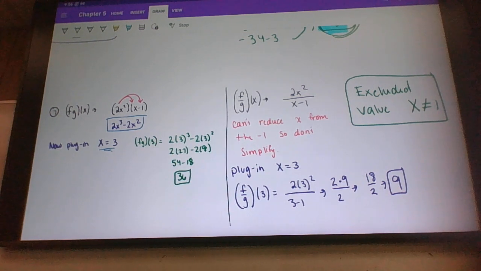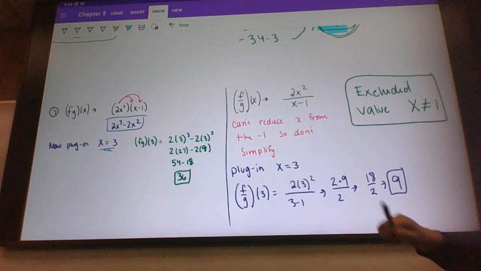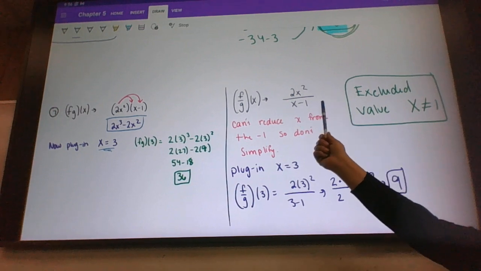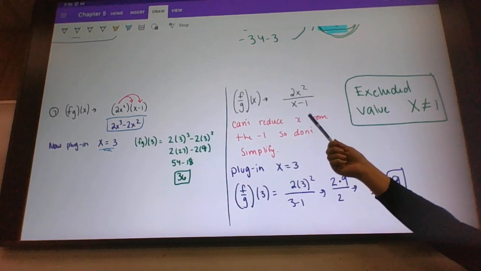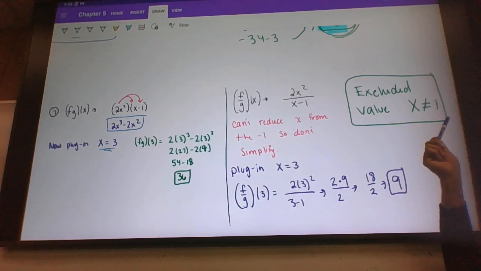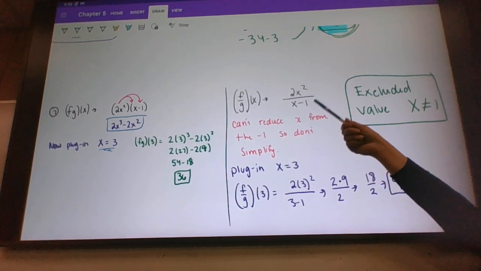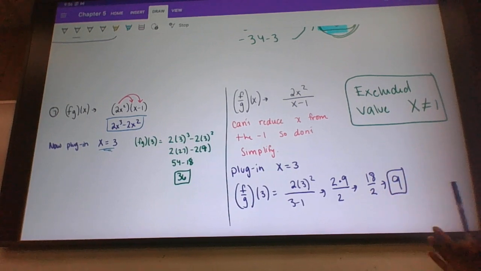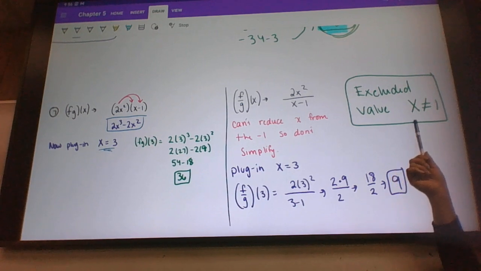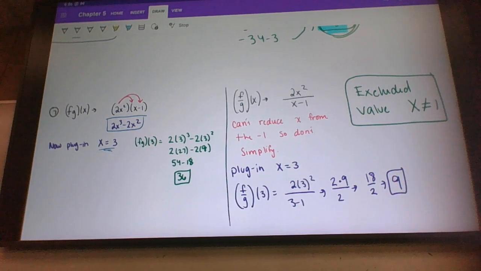Anyway, so you have to say anything that would make it undefined. So here, if x was 1, 1 minus 1 is 0, the whole function would be ruined. It wouldn't work. So we have to exclude 1 from the domain, because if you put a 1 in here, the function will not operate. So for division only, you have to identify these excluded values. If they had put any square roots in there, there would be more. But they didn't.